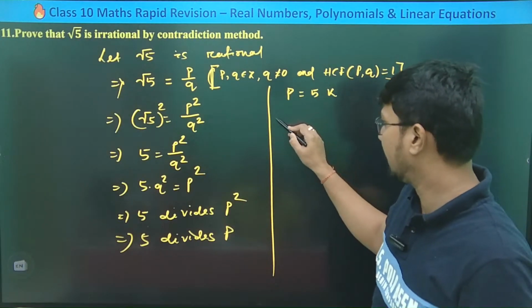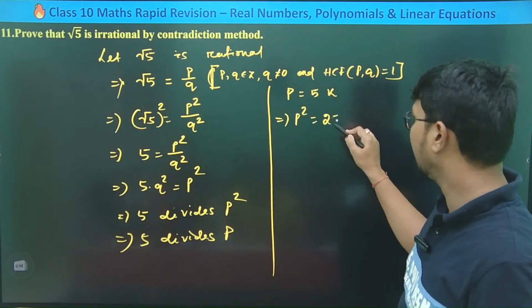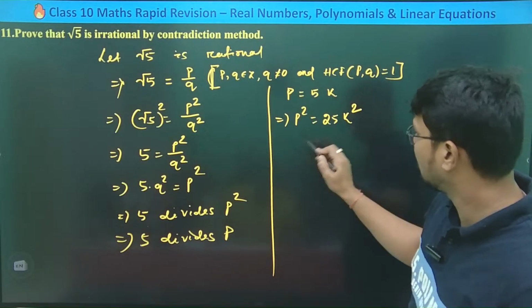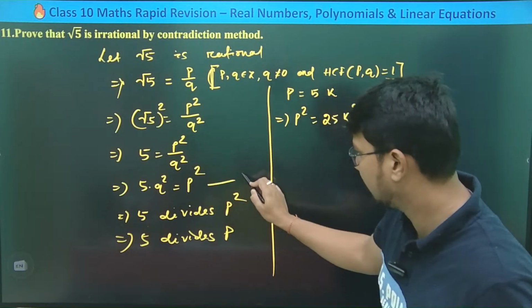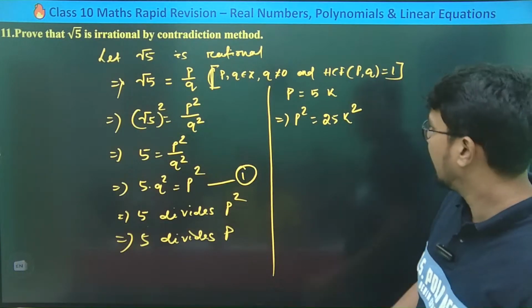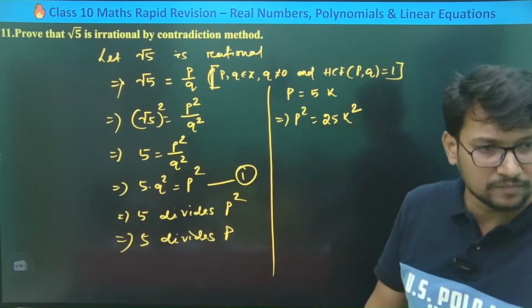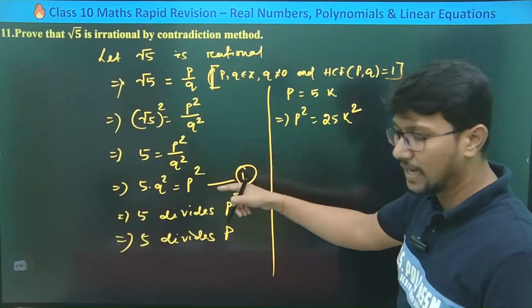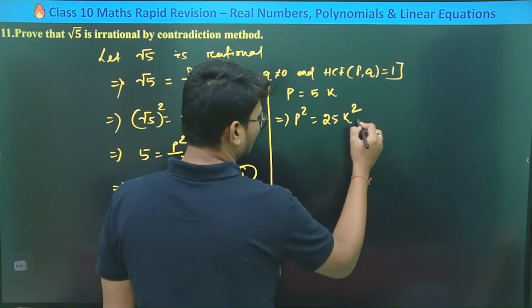Squaring both sides, we get p square equals 25 k square. This is equation number 2, and this is equation 1. Let us replace p square by 25k square. Now we are replacing the p square value in equation 1.